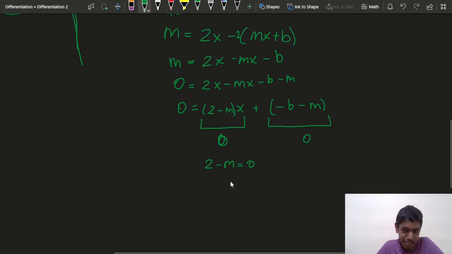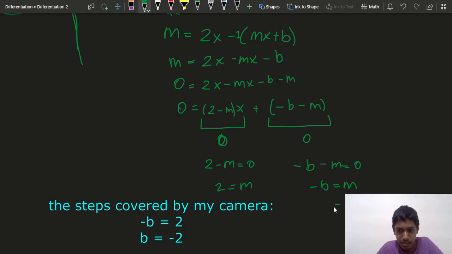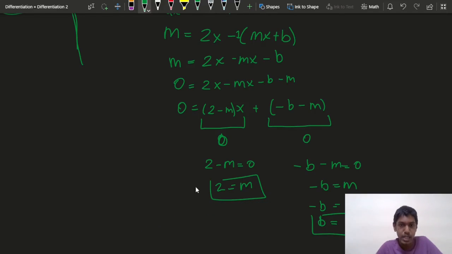And then after that, it becomes a lot easier. So then minus b minus m is 0. And you get pretty much the same thing. So 2 is m, minus b is m, plug in, and then multiply by minus 1. And we get exactly the same values for m and b.